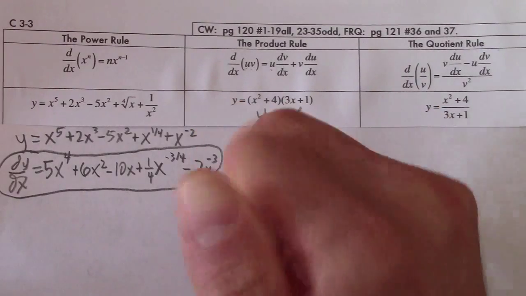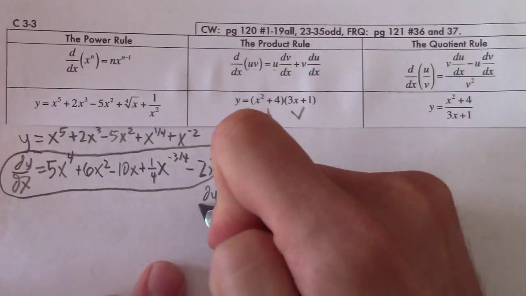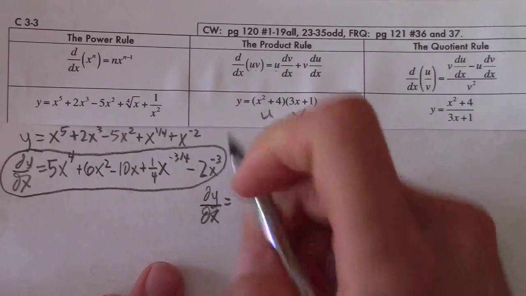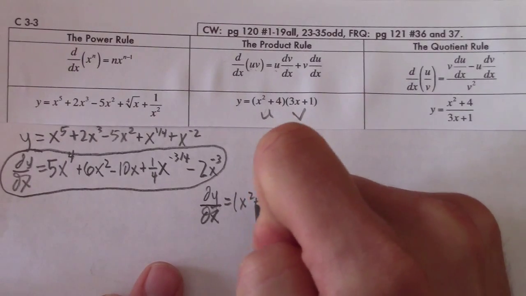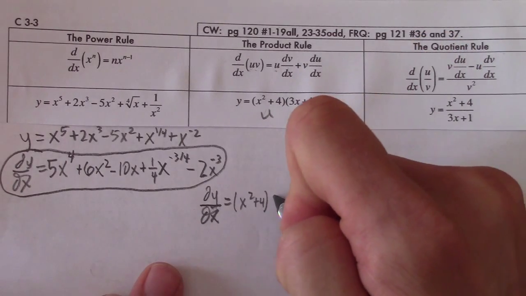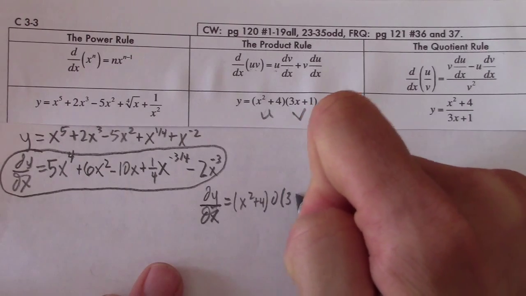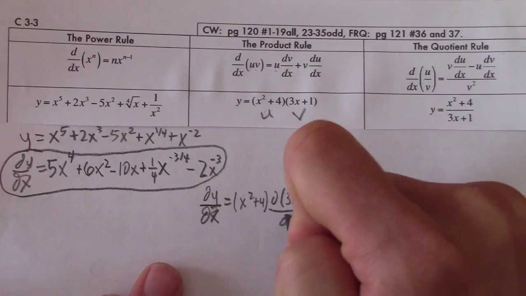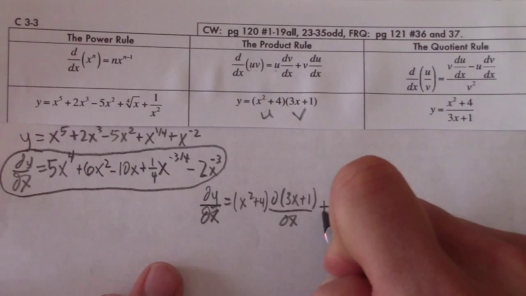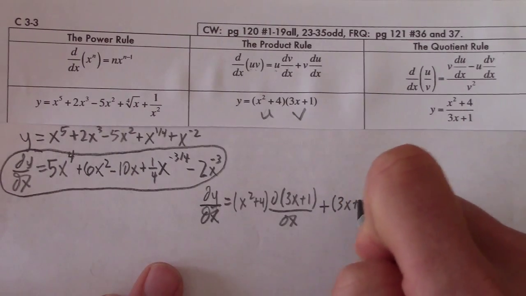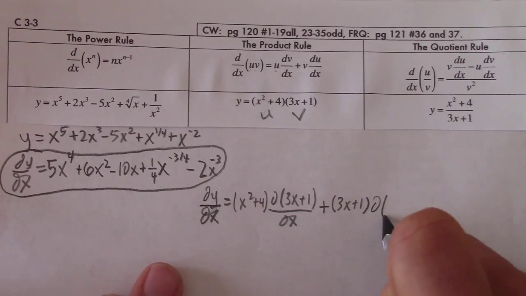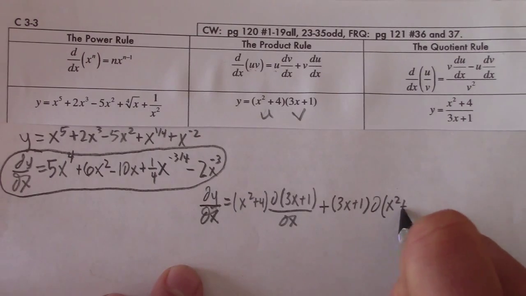And I'm going to do it down here. dy/dx. So it says leave the u alone. So u is x squared plus 4. And then times it by the derivative of v. So for this first step, I'm not actually going to apply the derivative. I'm just going to indicate with my notation that we're going to take the derivative. So leave the u alone, and then we're going to take the derivative of the second. And then plus, leave the second thing alone, the 3x plus 1. Leave the v alone, and then multiply by the derivative of the first thing, which is x squared plus 4.